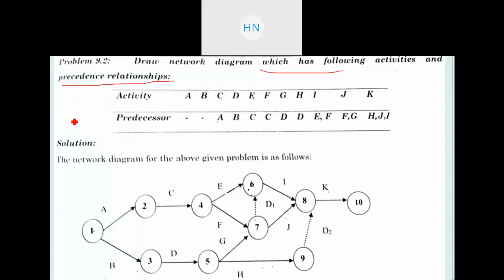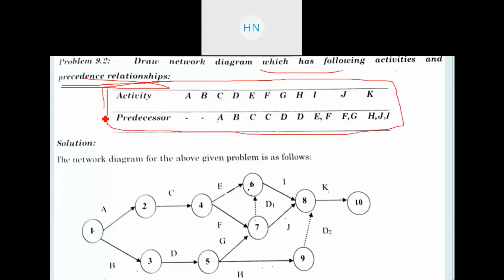You are given one network diagram. You are given one set of precedence relationships. This is the table that you are given, and by using this table you are required to develop the network, right? Now the solution is given below, but let us take it step by step. Let us see it step by step as a procedure to solve the problem, to develop the network, right? From this given table we are required to develop the network.